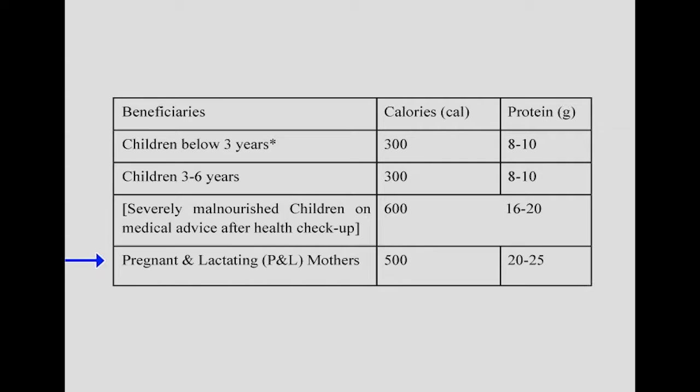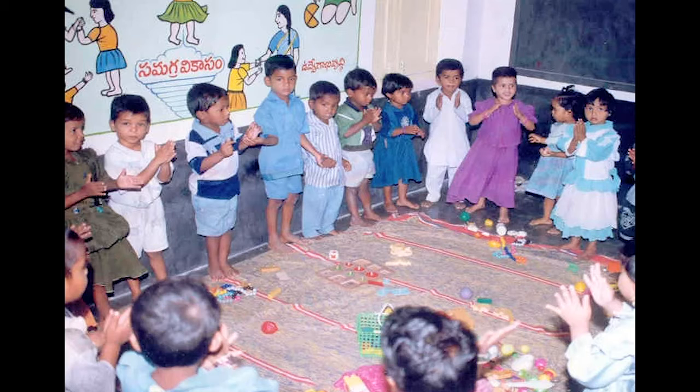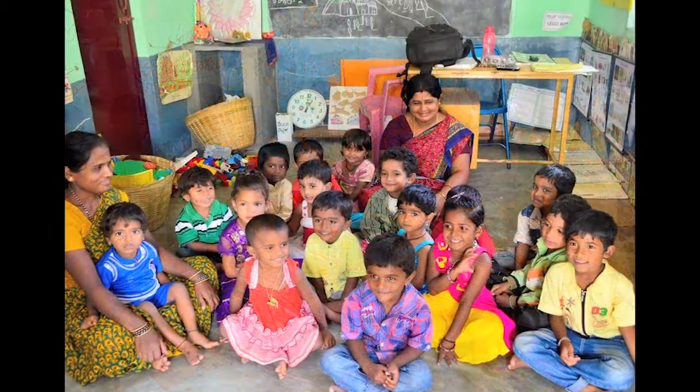Pregnant and lactating mothers are given 500 calories and 20 to 25 grams of proteins. Provisions regarding promotion of breastfeeding as recommended in infant and child feeding guidelines are relevant. Next, preschool education. This component for the 3 to 6 years old children in the Anganwadi is directed towards providing and ensuring a natural, joyful and stimulating environment with emphasis on necessary inputs for optimal growth and development.